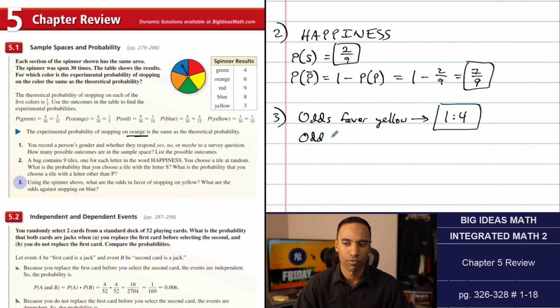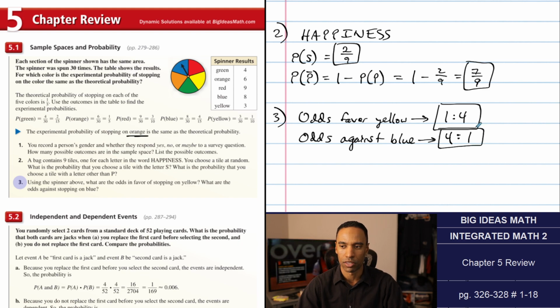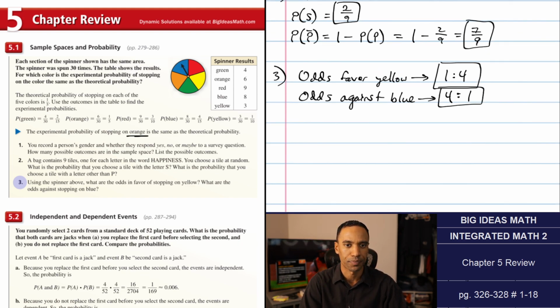Now they say odds against blue. It's going to be the same thing, only you reverse the result. So you have the unfavorable first and favorable second. This should be 4 to 1, given that there are 4 colors other than blue, and then blue's the other color there. Just working on the odds portion and favor versus against. That should be number 3.